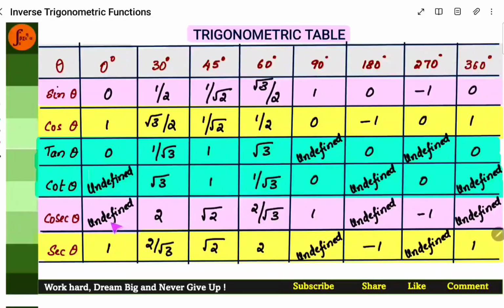Cosecant is nothing but 1 by sine. Secant would be 1 by cos. So all you have to remember is values of sine theta from at least 0 to 180 or 0 to 90.